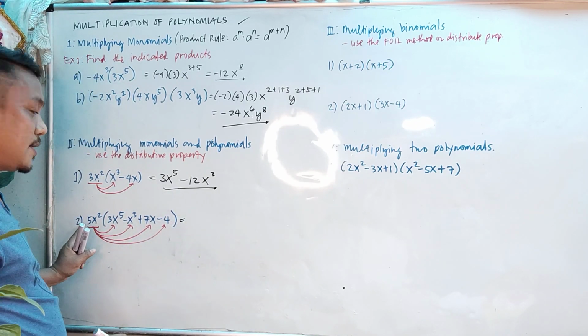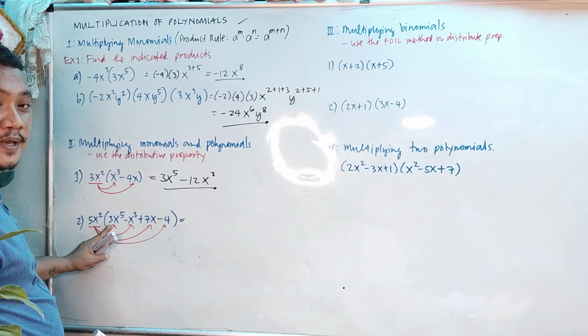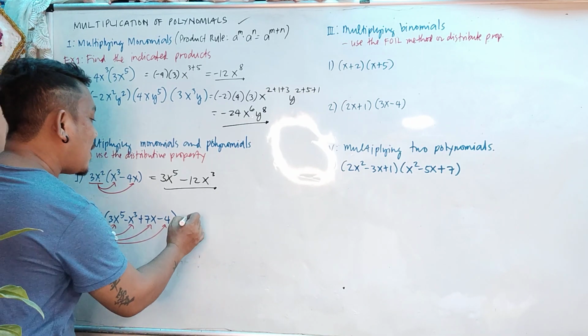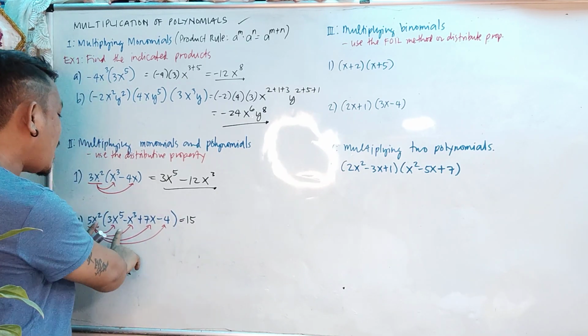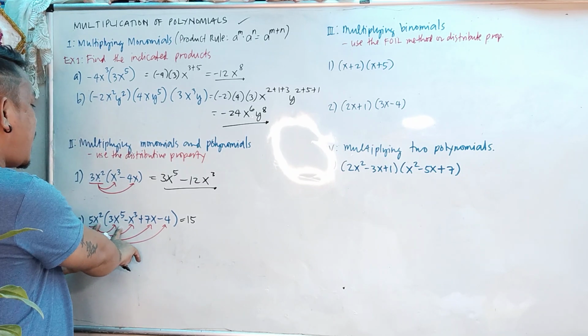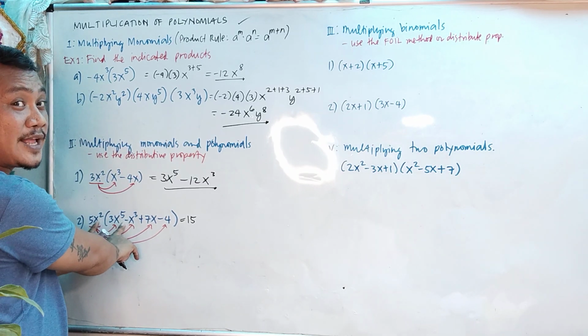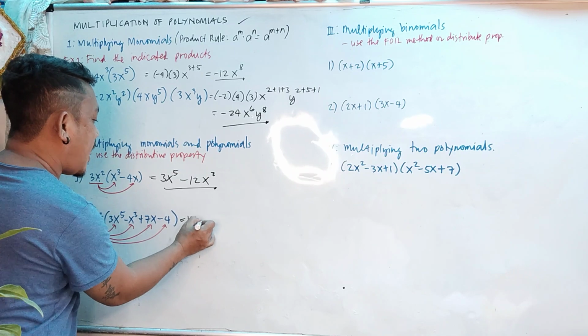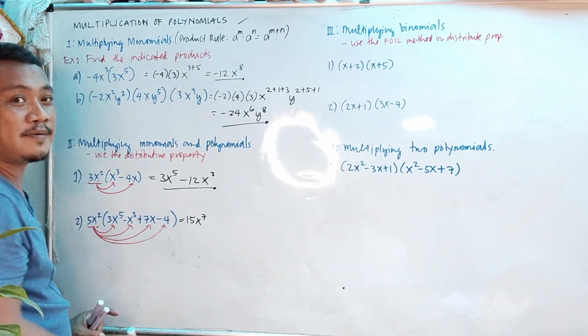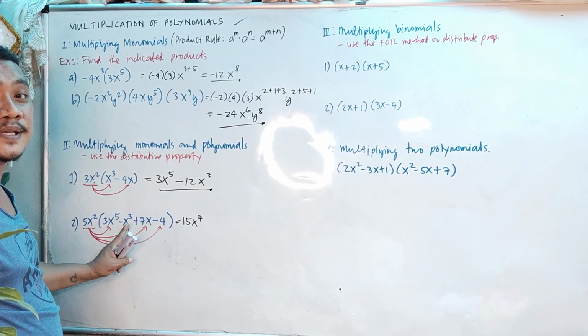So, we have here 5 times 3. Multiply na to 5 times 3, you have 15. Then look at their variable x. X squared and x to the 5th. So, i-add na nato ilang power. So, that becomes x to the 7, because 2 plus 5 is 7.